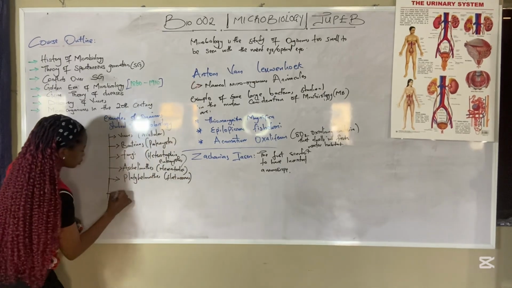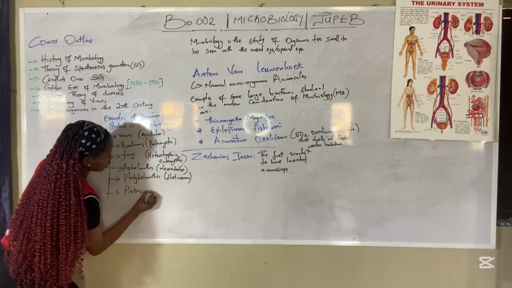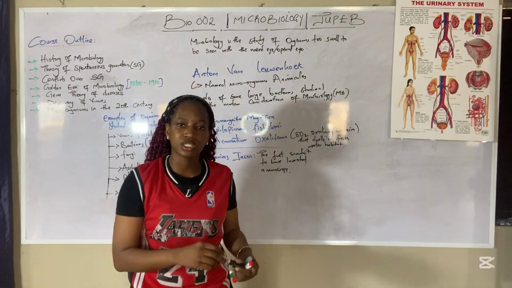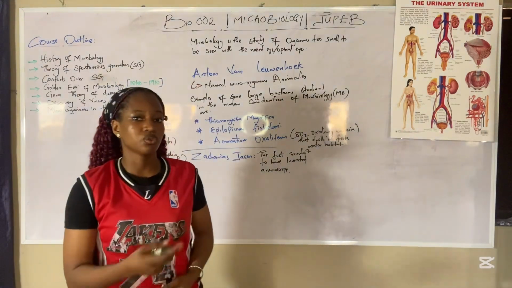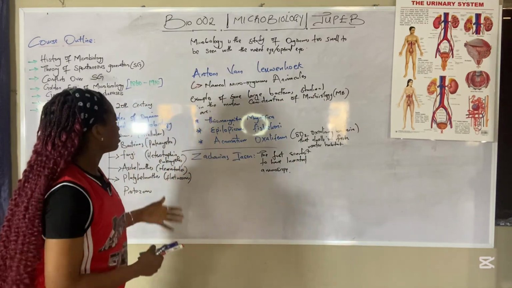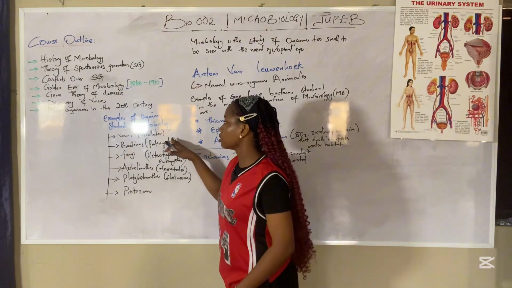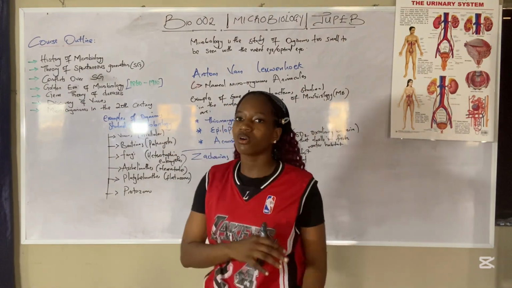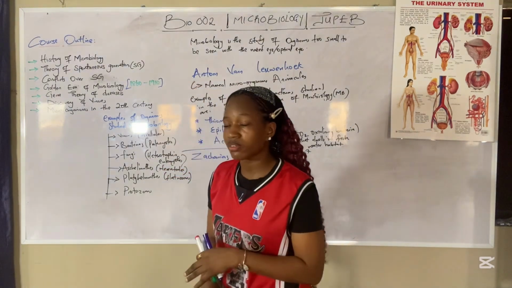Then we have the protozoans. Examples of these protozoans are the Sarcodina, the Mastigophora or flagellates, the Ciliophora, and the Apicomplexa. So these are organisms we study in microbiology. Later on, we'll be diving into all these organisms, knowing their characteristics, how you can classify them, their life cycles, and everything.